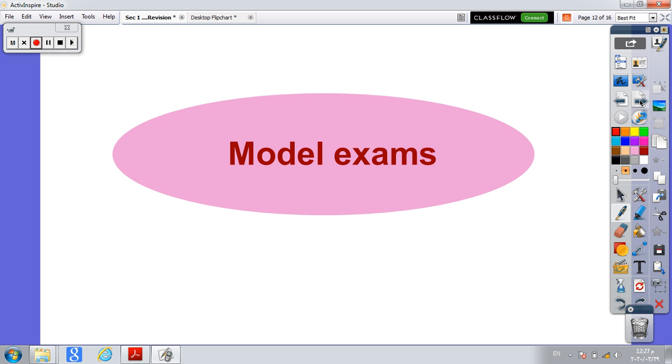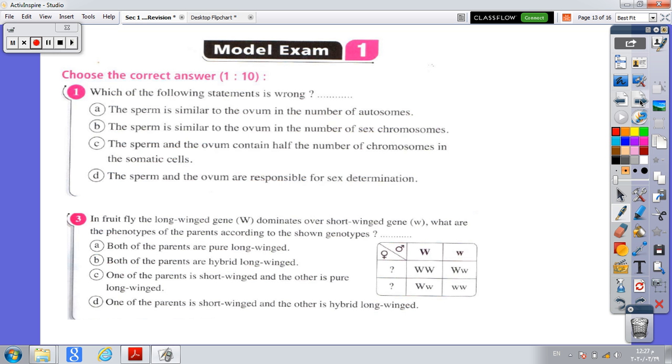Let's start the first model exam, okay? Which of the following statements is correct? Who can tell me? Read with me and tell me which statement is correct. Sperm is similar to ova in number of autosomes? Yes. Sperm is similar to ova in number of sex chromosomes? Yes. Sperm and ova contain half the number of chromosomes of a somatic cell? Yes. Sperm and ova are haploid while a somatic cell is diploid.